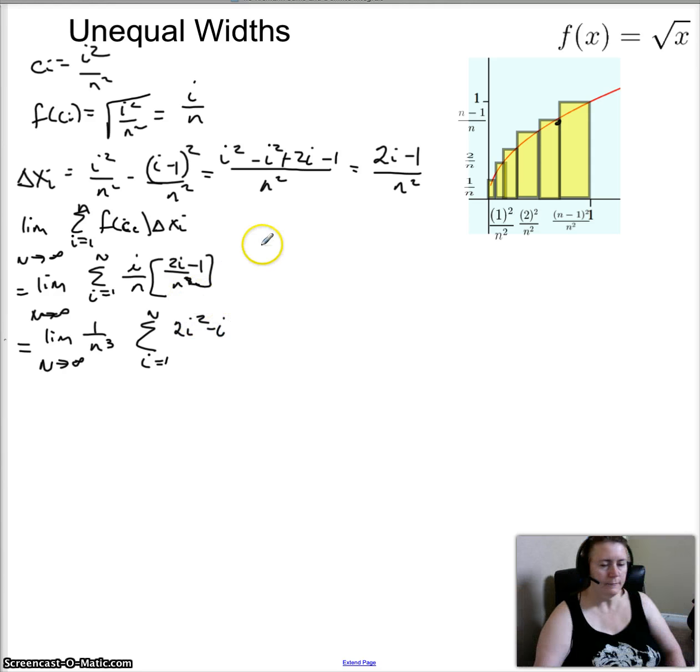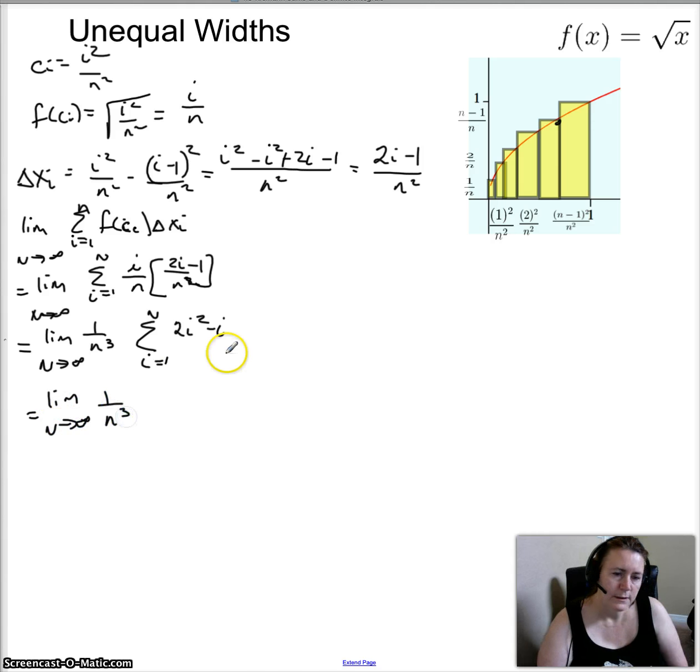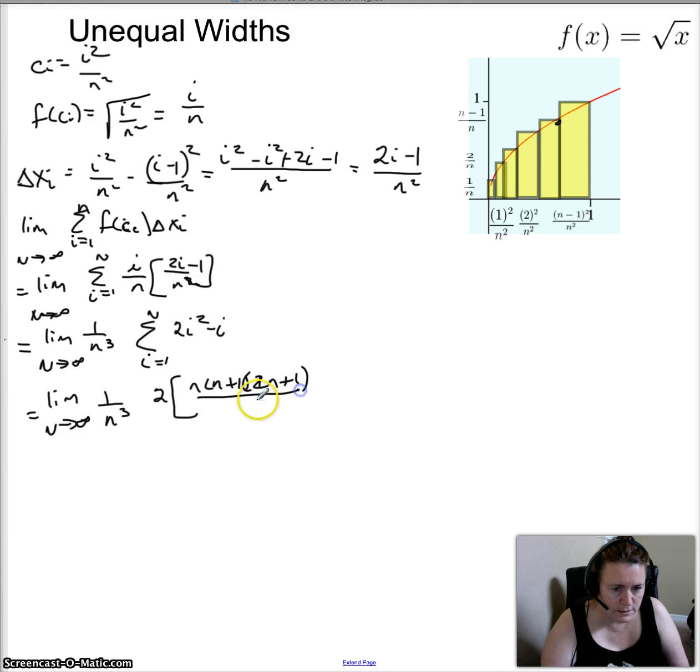All right. Now, if we know what these summations are, this is the limit as n goes to infinity of 1 over n cubed. Now, 2i squared, so we're going to have the 2 out here. The summation of i squared is n times n plus 1 times 2n plus 1 all over 6. Now it's going to be minus, okay, that 2 is there. We need to put up another bracket here. The summation of i is just n times n plus 1 divided by 2.